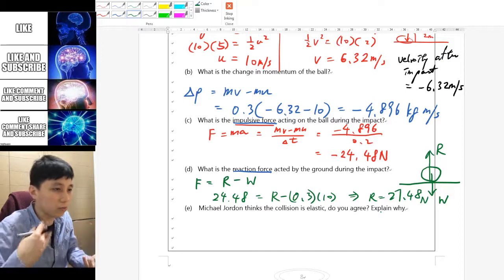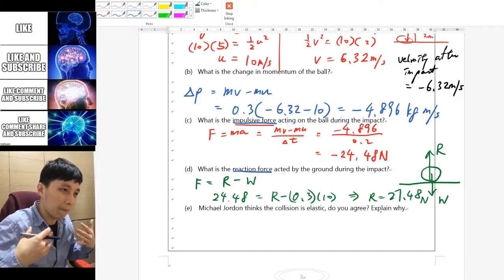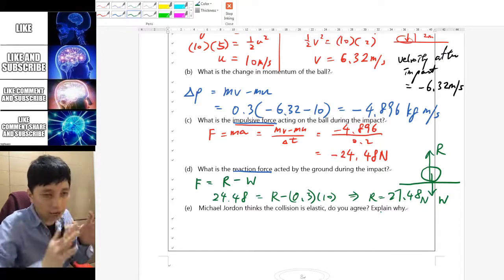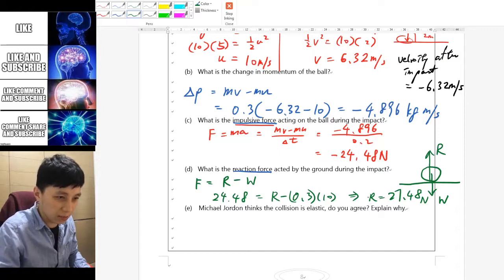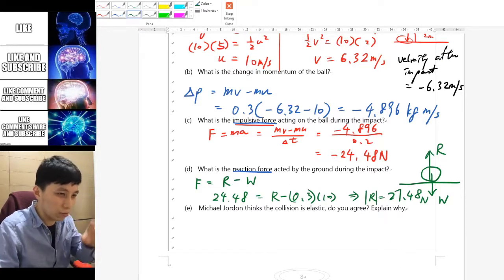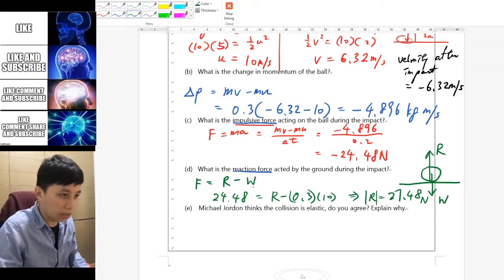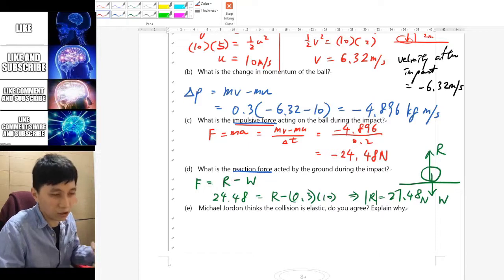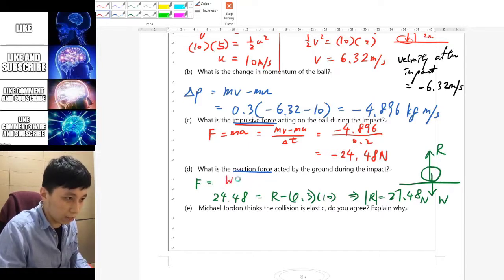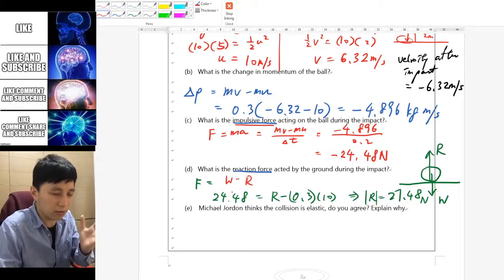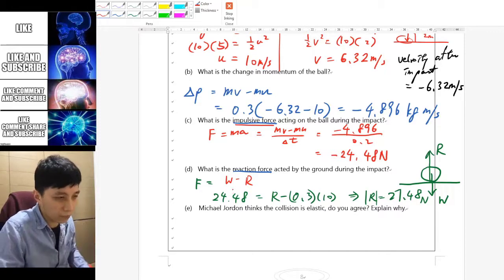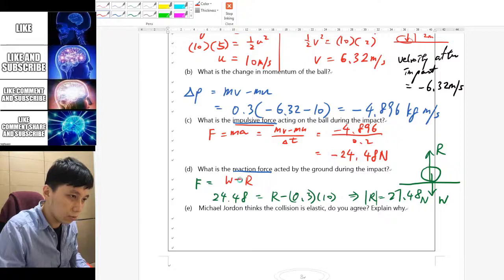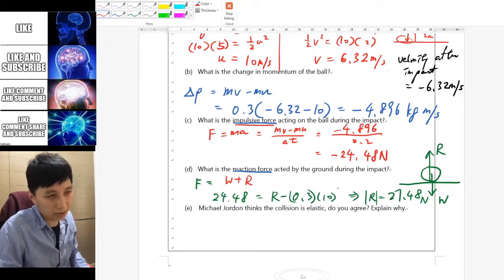So if you really want to express it in terms of the direction as well, I think it's better if I say absolute value. Or if you don't want to make it so complicated, then you can just say, like how I suggested earlier, that is W minus R. Again, because W is going down and reaction force is going up. Or you can also do this, W plus R.